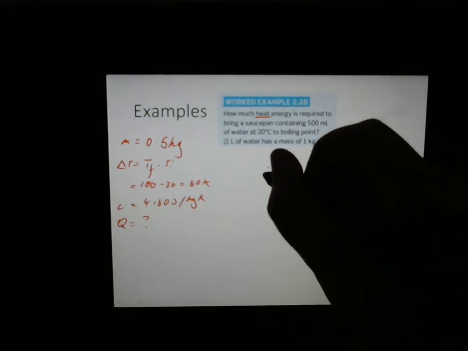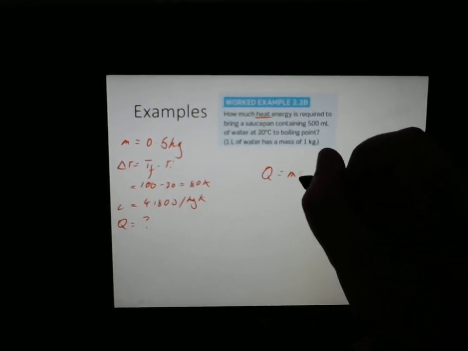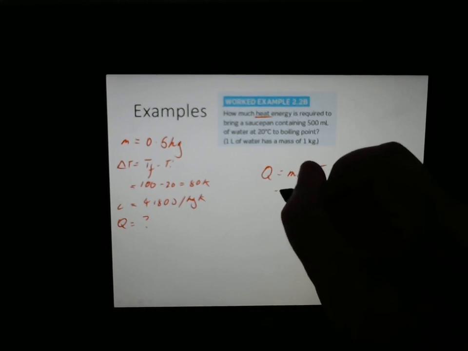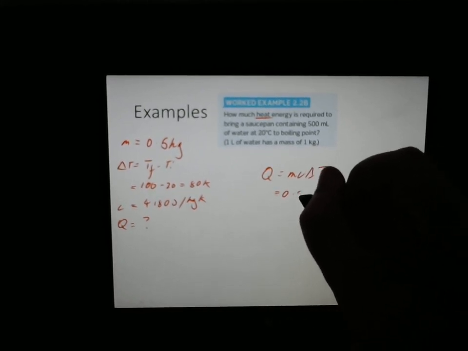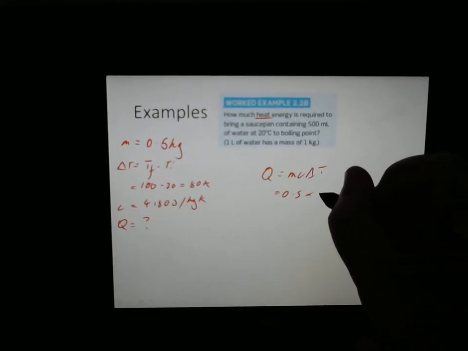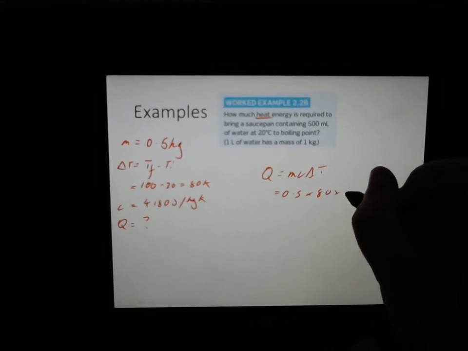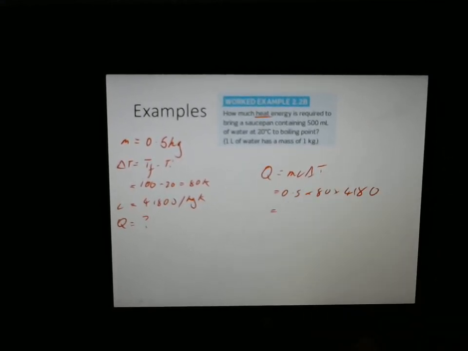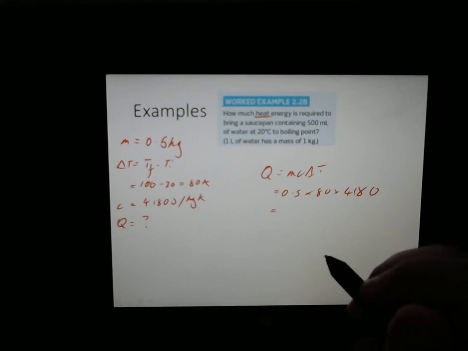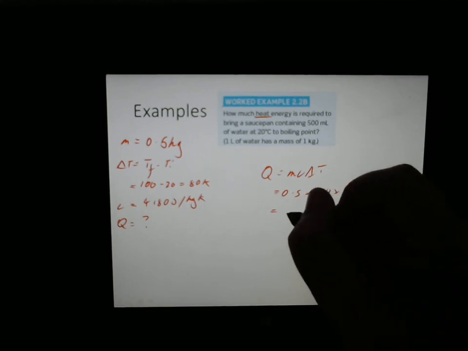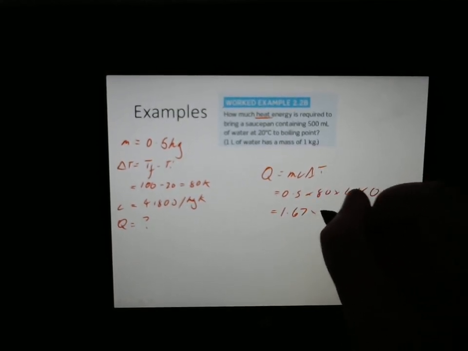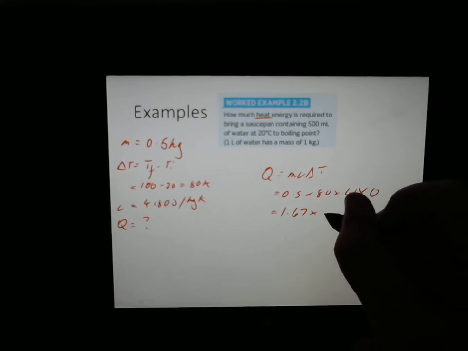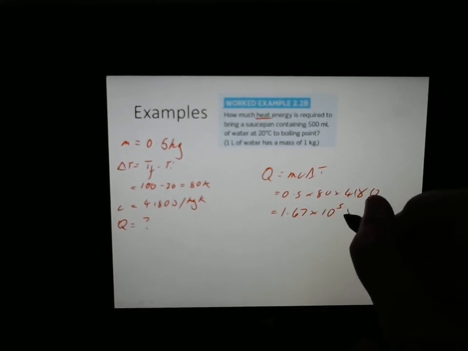chuck it in the formula, Q equals mc delta T equals 0.5 times 80 times 4180, which is just the same as 40 times 4180, which is going to be, plug it into a calculator because it'll be a big number, 1.67 times 10 to the 5 joules.